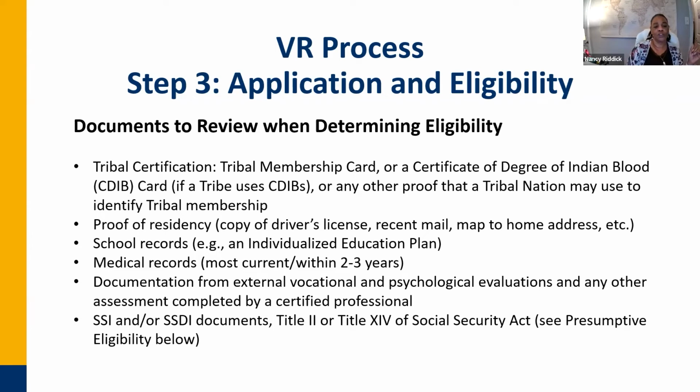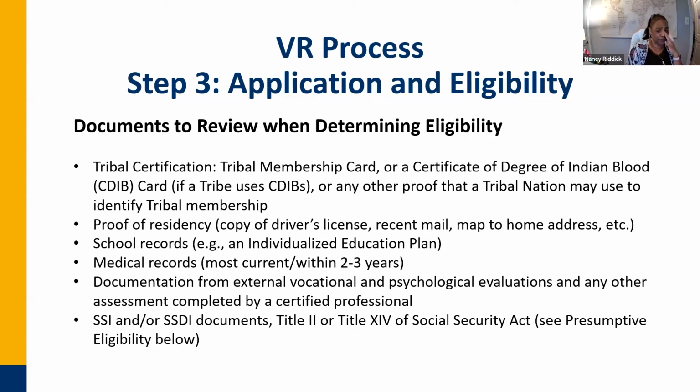And all school records. If they had an IEP while in middle school or high school, they would have to have that. Medical records, most current within 2 to 3 years, okay? Again, that's that psychological evaluation. That's medical records showing that they've been to a doctor and have an impediment to employment.